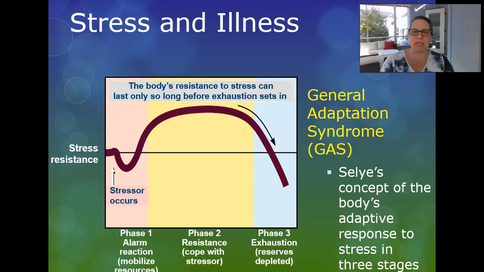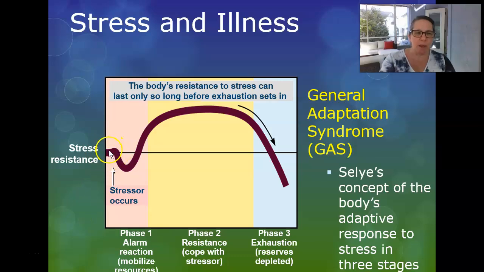Hans Selye developed this theory of how our body deals with stress, the physical response to stress. He called it the General Adaptation Syndrome, abbreviated to GAS. So it is important that you remember that abbreviation. He said that our body adapts to stress in 3 different stages.